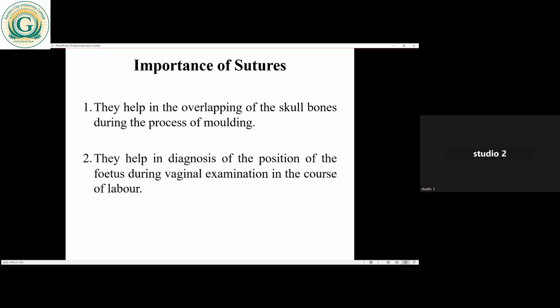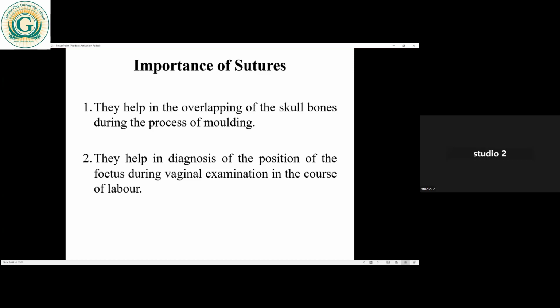What is the importance of these sutures? They help in overlapping of the skull bones during labor. When there is pressure on the head of the baby, one bone overrides the top of another, and that has been made possible because of the sutures. Another help is that it helps us to diagnose the position of the fetal head during vaginal examination.